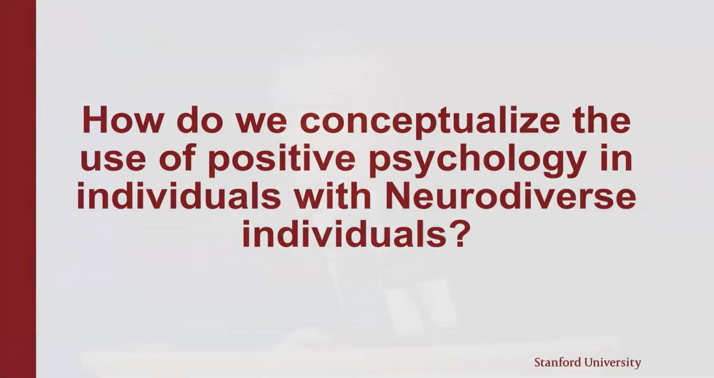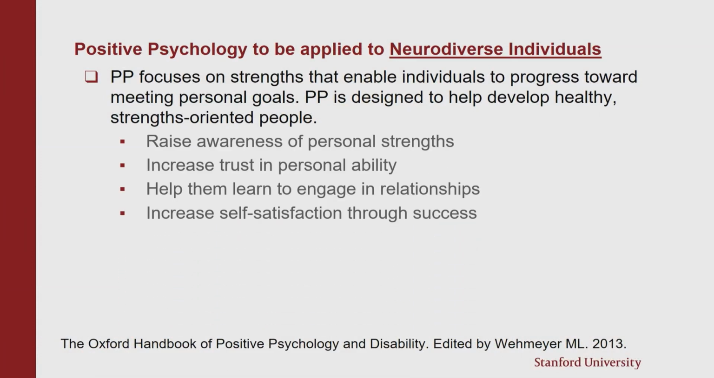So how do we conceptualize the use of positive psychology in individuals with neurodiverse conditions? So the first thing that I would think about is to design an environment that can raise awareness for personal strengths, increase the trust in personal ability, so to build the self-confidence of the person and help them learn to engage in relationships and also increase the self-satisfaction through success.